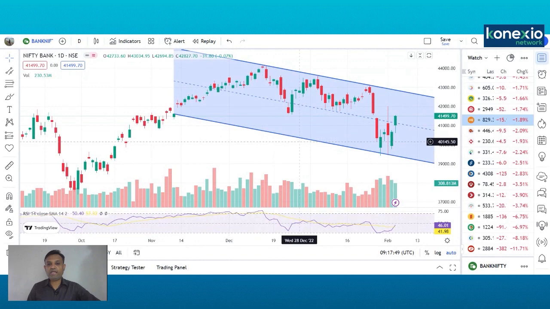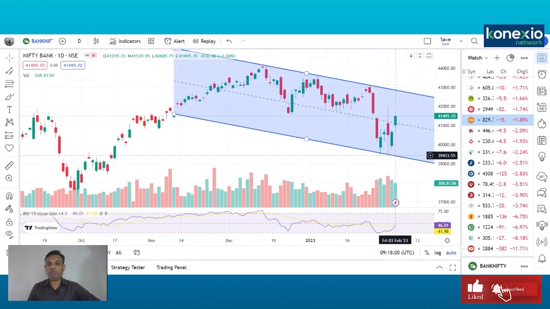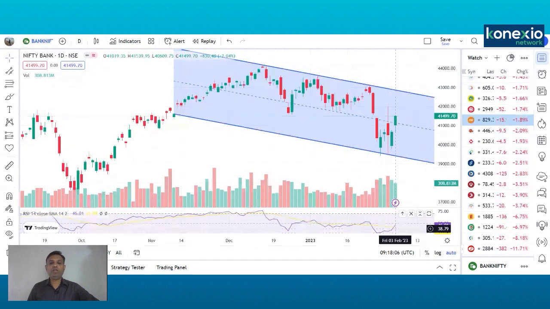So this support trend line could act as a major support at least for the next 1 or 2 months, until and unless Bank Nifty sustains above 39,400. The trend would remain bullish from the current levels also. Now you can see RSI. RSI is also positive in the comfortable area. So the momentum indicators are also bullish at these levels.